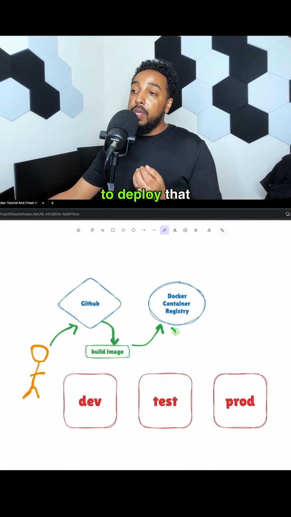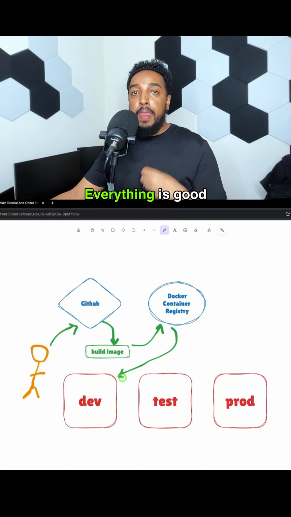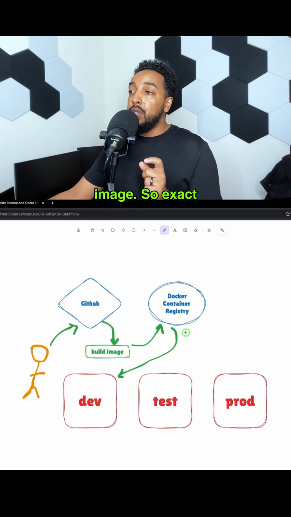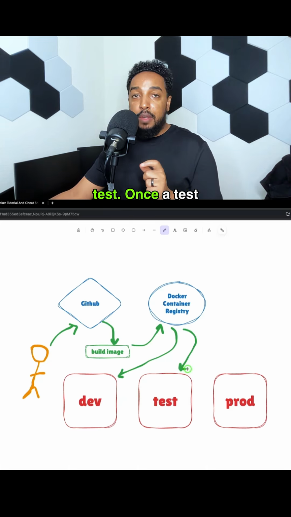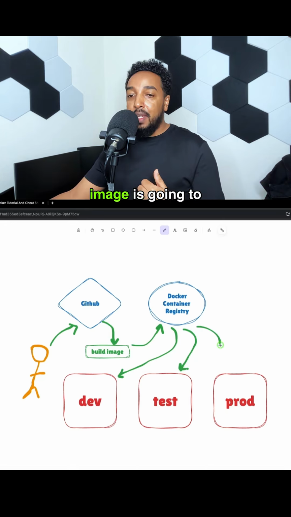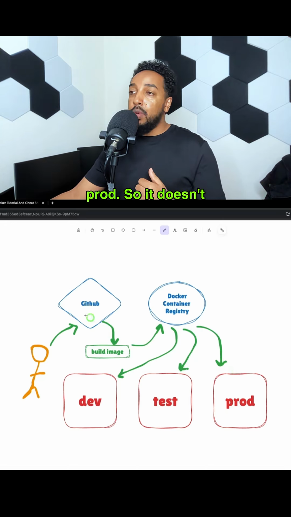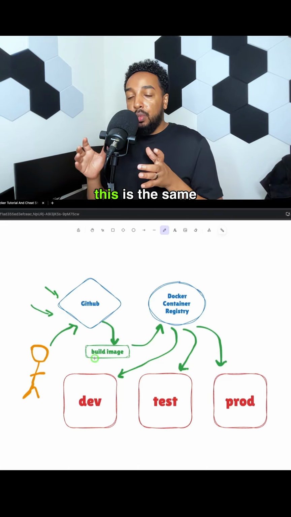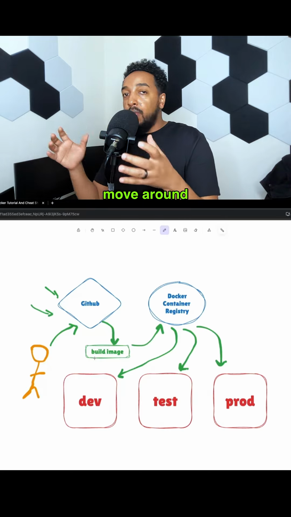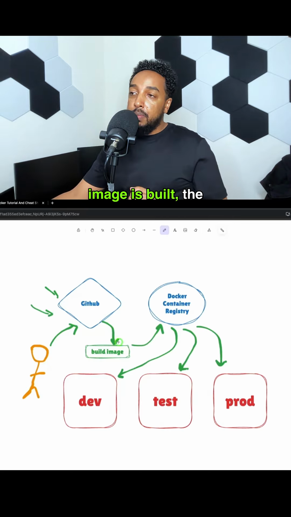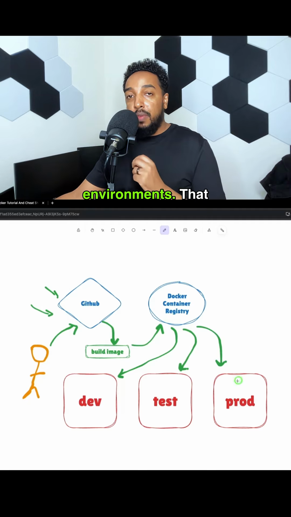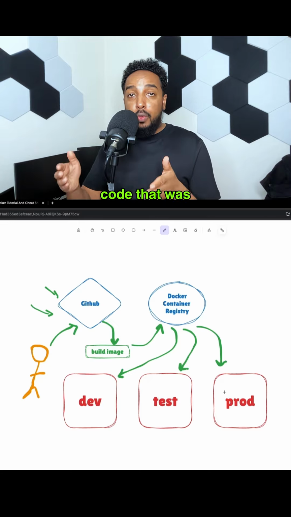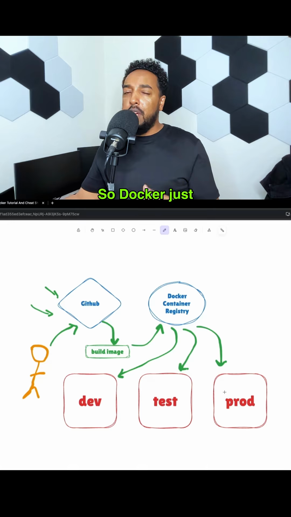Once the image is built, we deploy that image to dev. Everything is good to go, everything is a pass. We tell the next job the name of the image, so the exact image is going to be deployed to test. Once the test is done, 30 minutes later, the exact image is going to be deployed to prod. So it doesn't matter if new code is being added. Once the image is built, we know the image doesn't change. This is the same exact code that we can move around wherever we want to. That way we know for sure that what we're deploying to prod is exactly the same code that was deployed in test. That guarantees us. So Docker just makes things a lot easier.